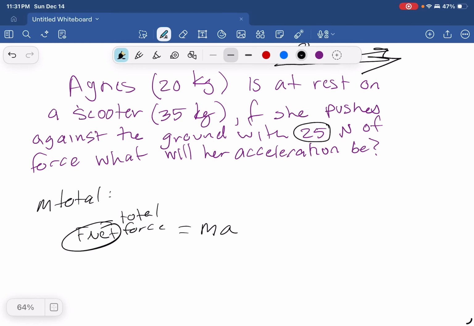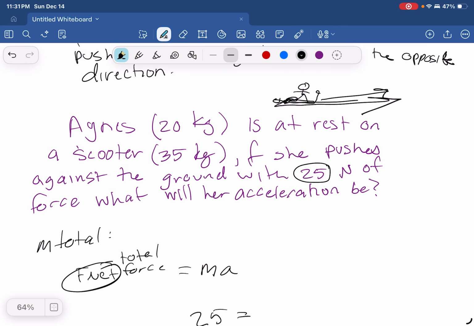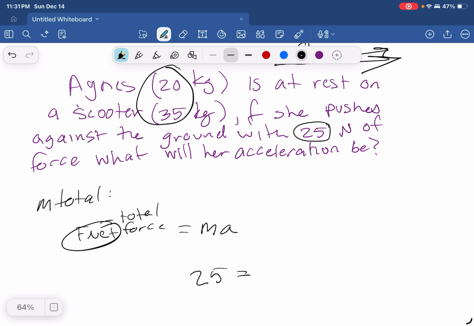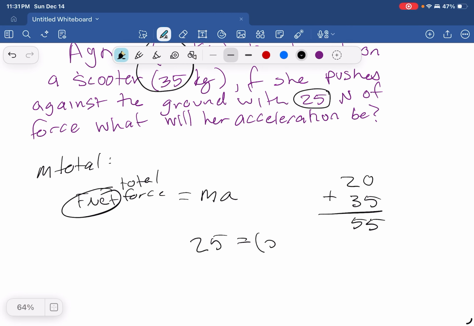So 25, we know that she's pushing off the ground with 25 newtons of force. So 25 equals, and then in order to find the mass, another difference is these two here. To find out what her total acceleration will be, it's important to know the amount of mass that is having to be moved. So that is the 20 kilograms that Agnes weighs, plus the 35 kilograms that the scooter weighs, which is 55 kilograms. So 55 would go here, and then we're solving for the acceleration still.